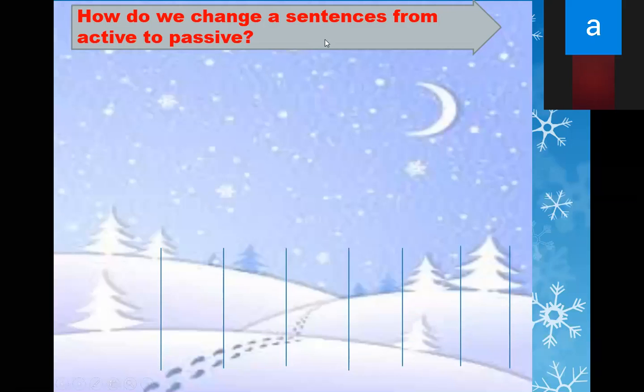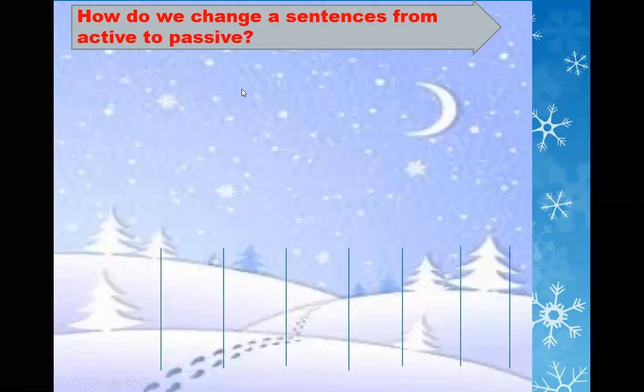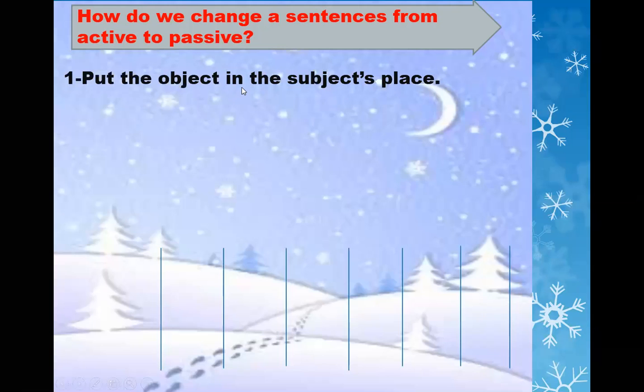How do we change a sentence from active to passive? There are steps we have to follow. First, put the object in the subject's place. This is what we have just said. We will start with the object in the place of the subject and put the subject in the place of the object. Okay? This is the first step.